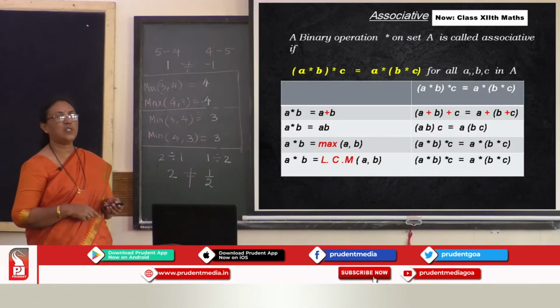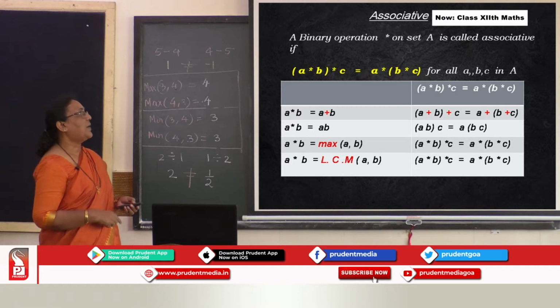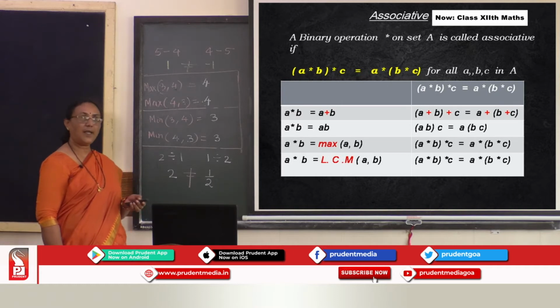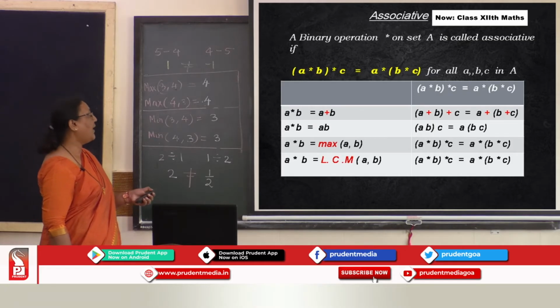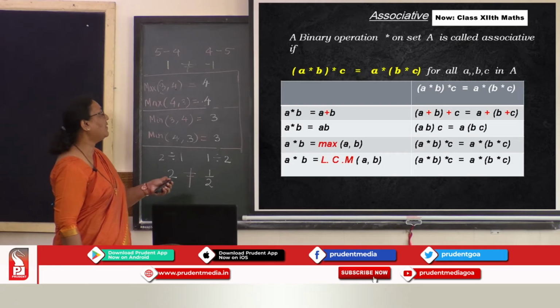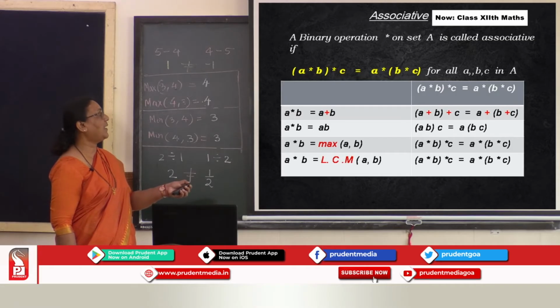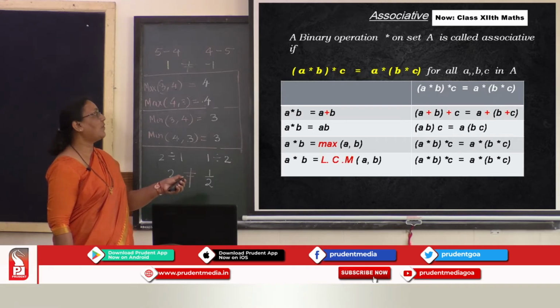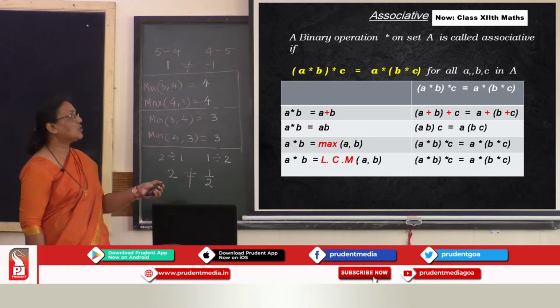Now next one is associative. Now what is the associative property? This is the second property, associative. See here, a binary operation star on set A is called associative if A star B, with the bracket for A and B, star C, meaning first you take the answer of A and B and then star C. Then you change the bracket, so the bracket is for B and C. If you change the bracket, the answer also comes the same.